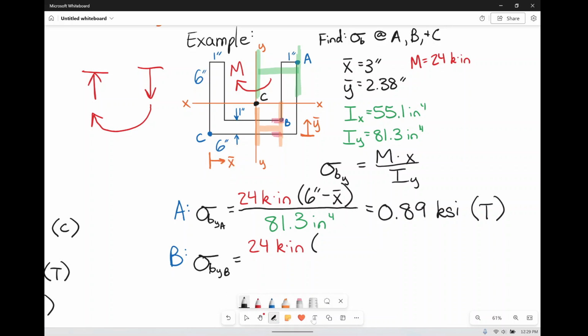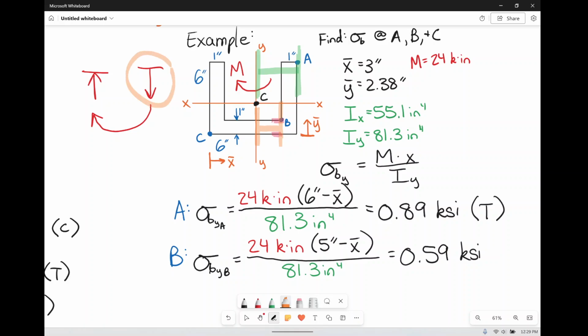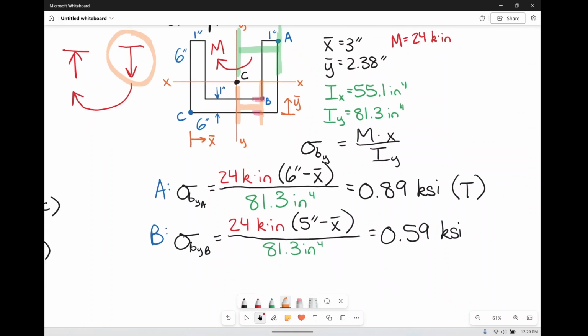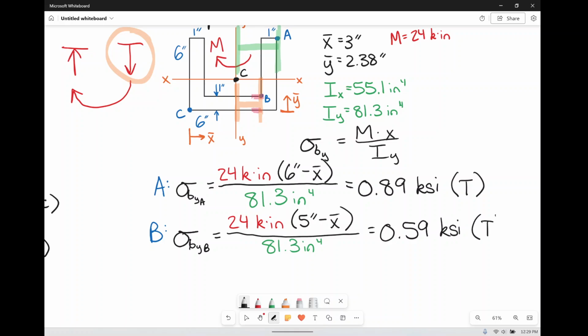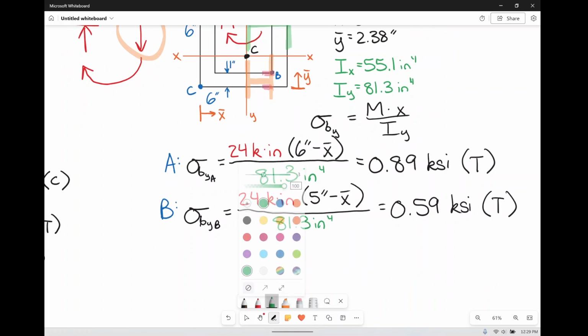So the distance to B is going to be 6 minus 1, which is 5 inches, minus, of course, x bar, divided by I in the y direction, 81.3 inches to the fourth. What do we discover? 0.59 KSI. And again, it is still on the side where the arrow is coming out of the face, so therefore this is still in tension.